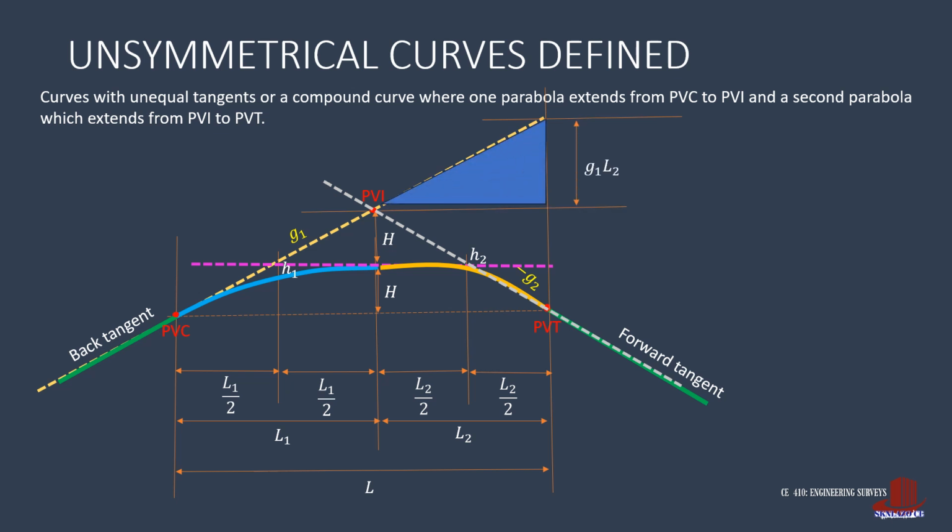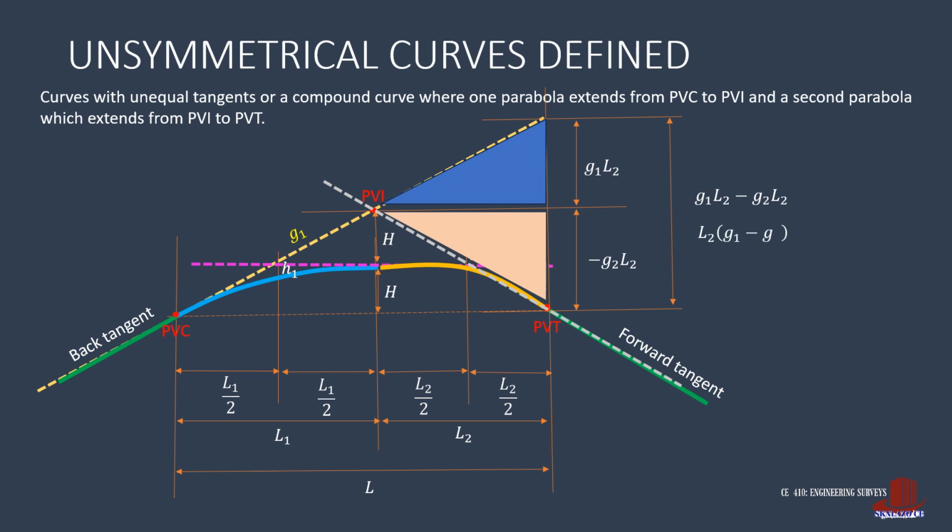Next is to use the extended back tangent with the elevation of PVI. Using the gradient or the slope with the distance L2, we get the height as G1 times L2. The same thing with the triangle formed with the forward tangent: the vertical height of PVI with PVT is negative G2 L2. The summation of these two heights is then G1 L2 minus G2 L2. And when L2 is factored out, we get L2 times the binomial G1 minus G2.